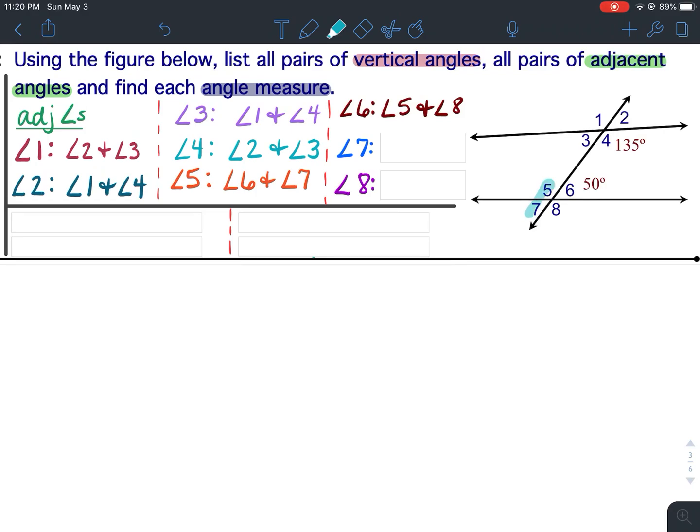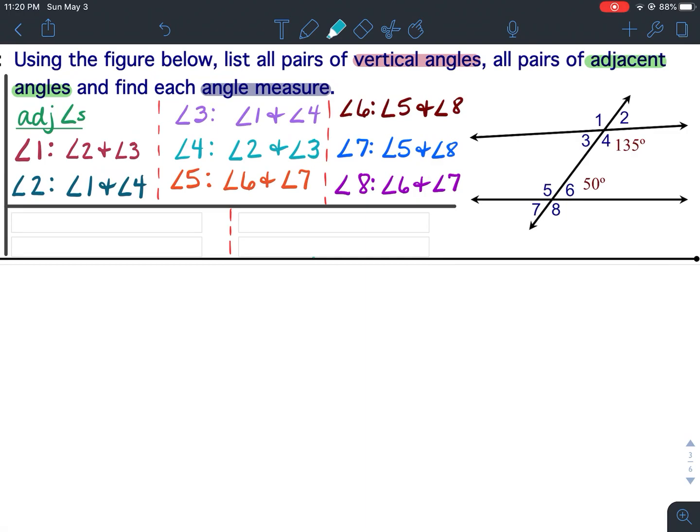Angle 7 is side by side with angle 5 and side by side with angle 8. Therefore, angle 7 is adjacent to angle 5 and angle 8. And then last, angle 8 is side by side with angle 6 and side by side with angle 7. Therefore, angle 8 is adjacent to angle 6 and angle 7. Pause your video, get all that written down.